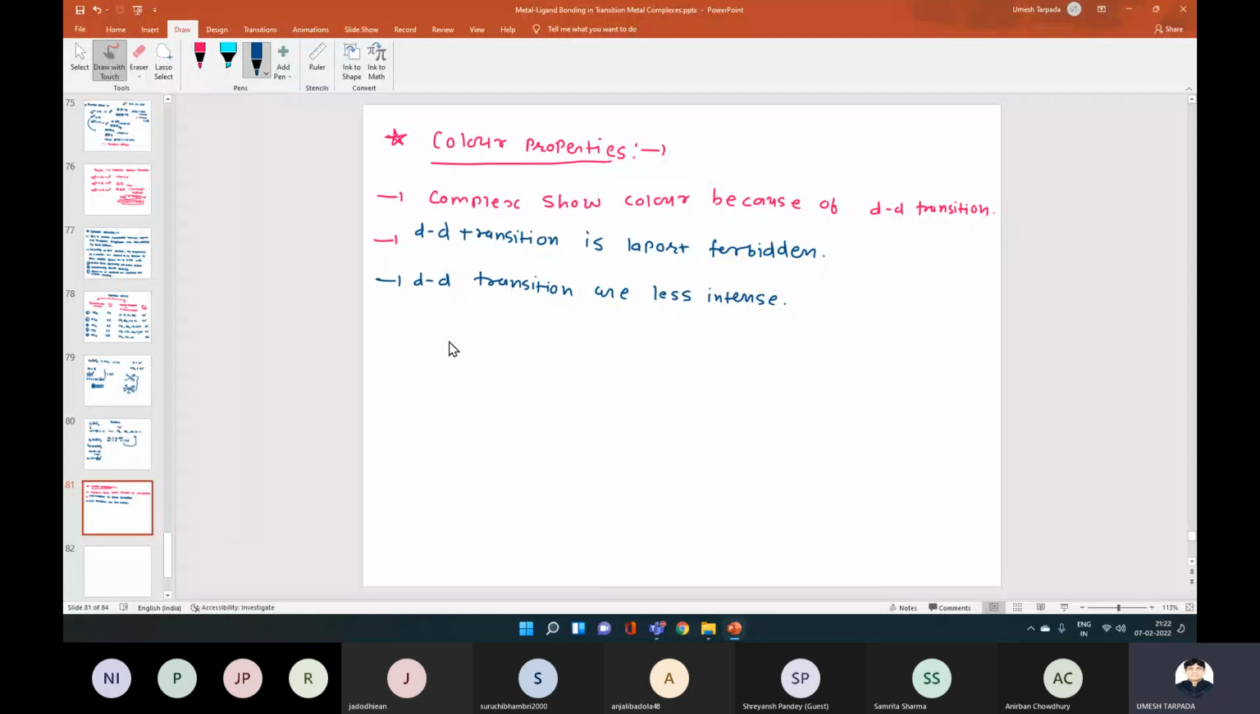So what can you do? Sir, first Laporte allowed comes, then Laporte forbidden, then spin allowed, then d-d transition. But see, we are talking about the d-d transitions being Laporte forbidden, and here the color is because of the d electron transitions. Okay, and d-d transition is purely Laporte forbidden.